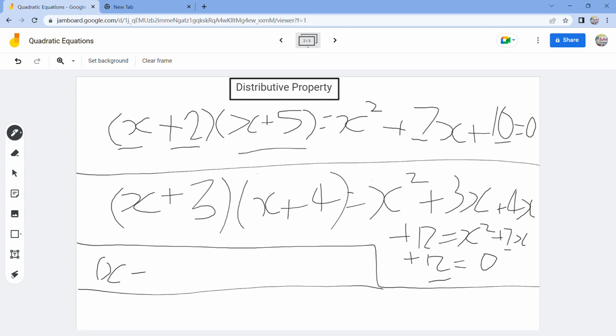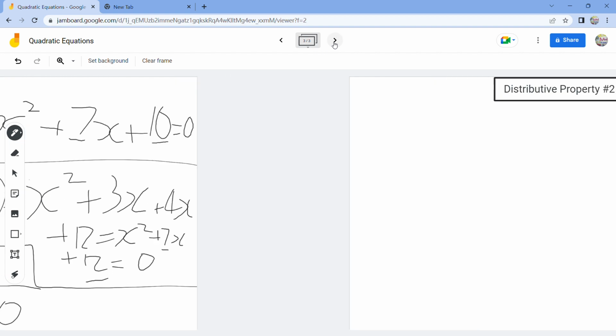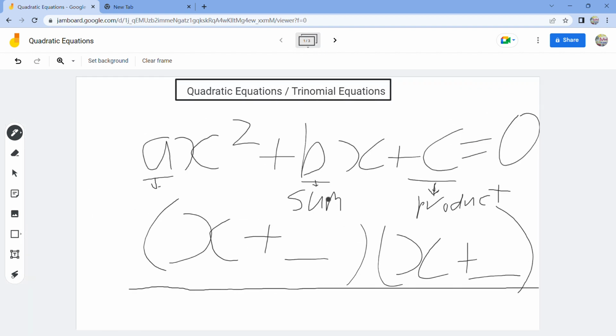Another problem here: x plus 7 times x plus 3. The solution is obviously x squared, because there's no 2x, and then what's 7 plus 3? It's 10, so 10x. 7 times 3 is 21. So these are some practice with the distributive property.